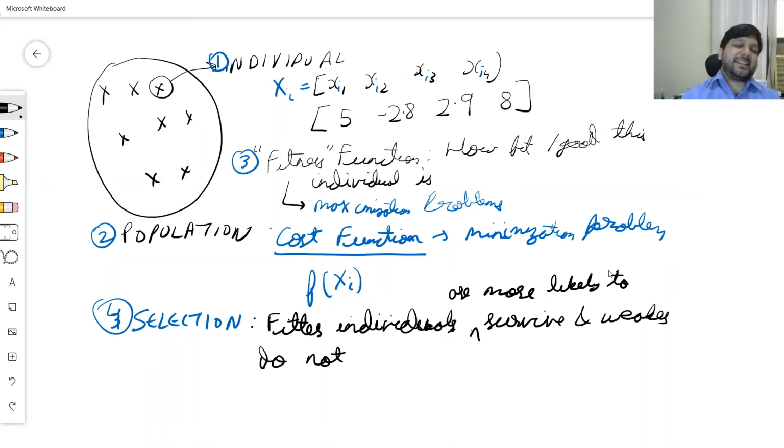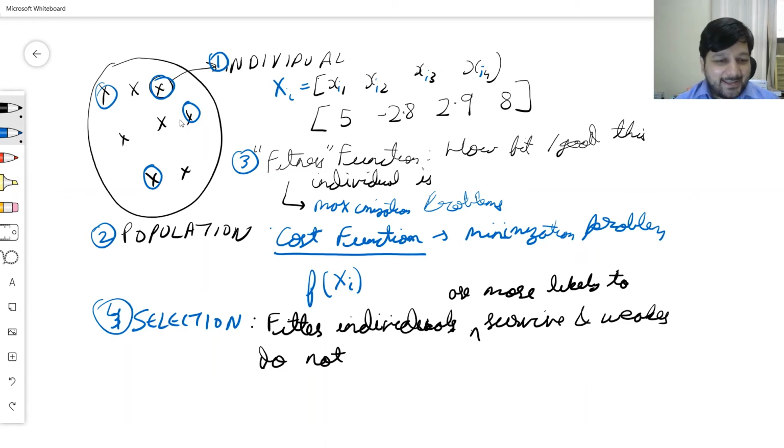And therefore, let us say randomly from this population, let's select some individuals whom we say are probably going to survive, either because of luck, or because they are actually very good, they are fit.